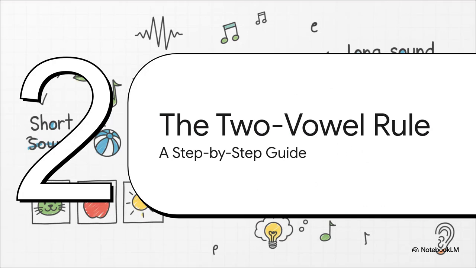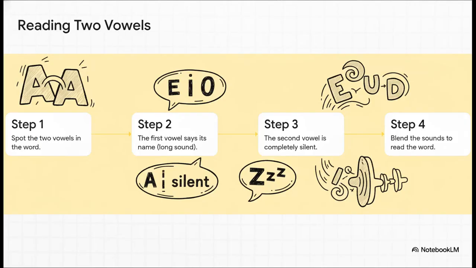So what does that catchy little rhyme actually mean? Well, let's break it down into a super simple step-by-step guide you can use every time. Here we go. Step 1, just find the 2 vowels in the word. Step 2, remember the rhyme. The first one does the talking. That just means the first vowel says its actual name, like A, E, I, O, or U. Step 3 is just as critical. The second vowel is totally silent. It's just there to help the first one out. And then step 4, you just blend those sounds together to read the word.